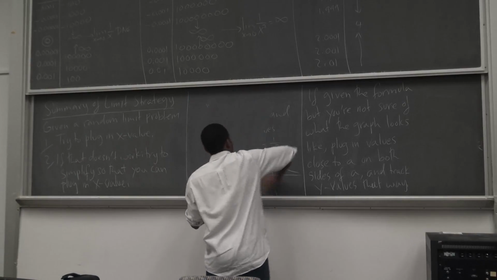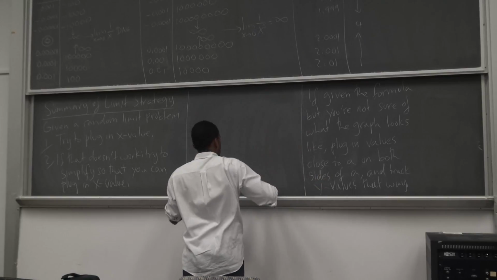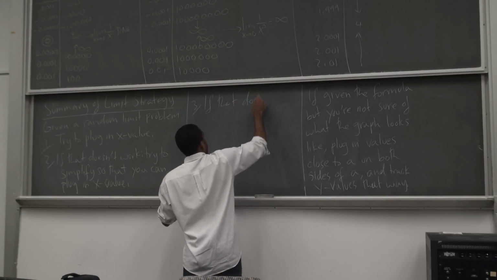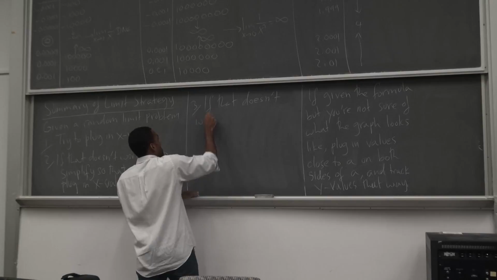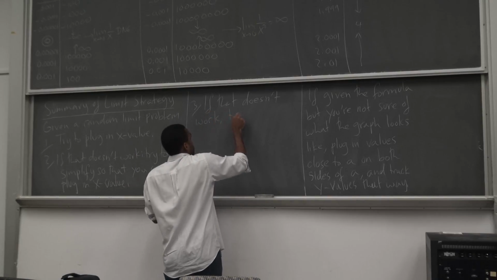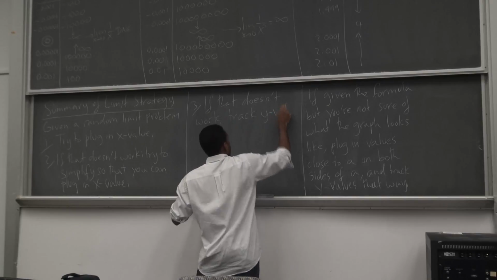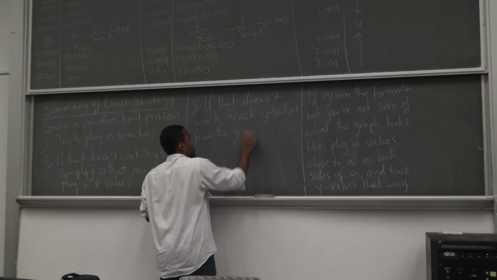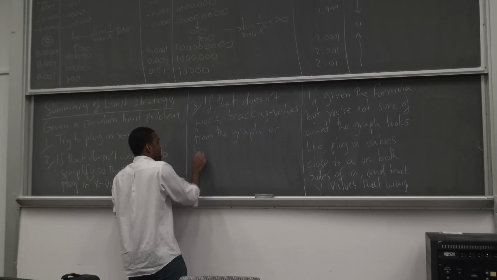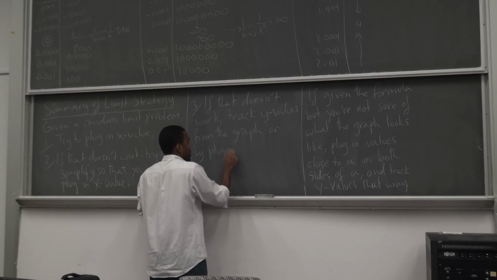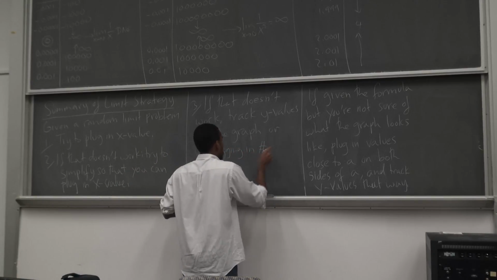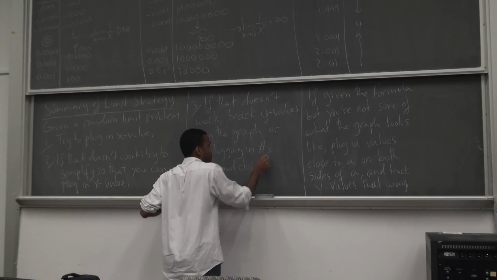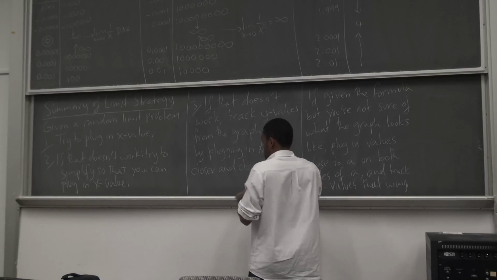If that doesn't work, track the y values from the graph or by plugging in numbers closer and closer to A. So that's your limit strategy.